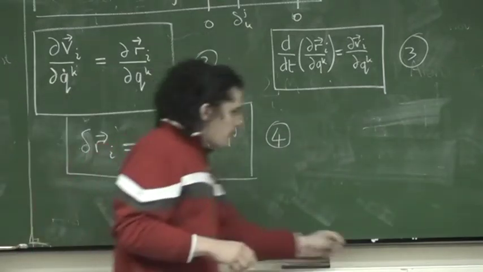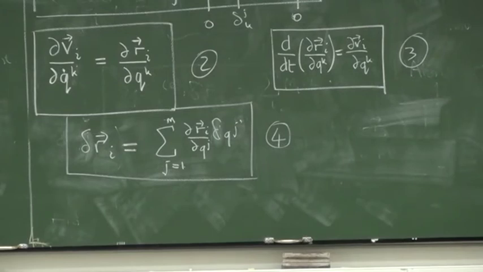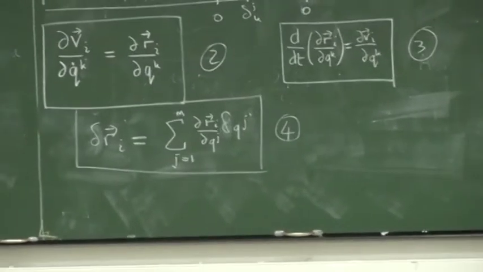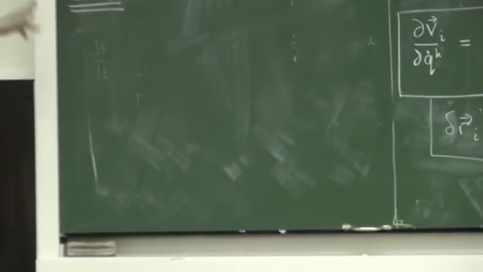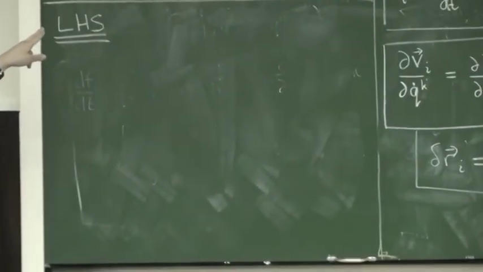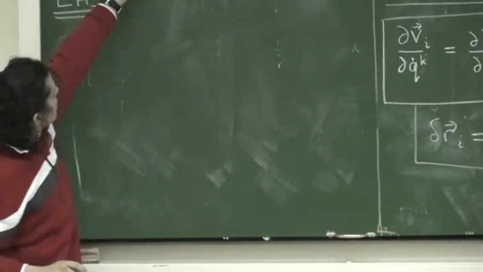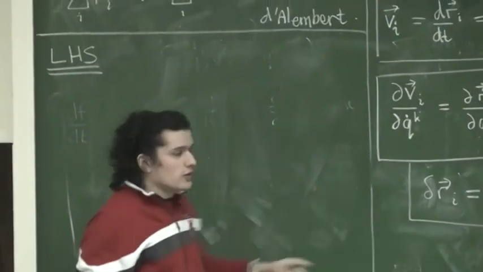Now we're going to embark upon actually transforming these results, the principle we derived, into generalized coordinates. We're going to do it by essentially transforming the left-hand side and the right-hand side, and then when we're done, saying they're equal. So let's do the left-hand side. Let's transform delta ri. We know how to transform delta ri: identity 4.